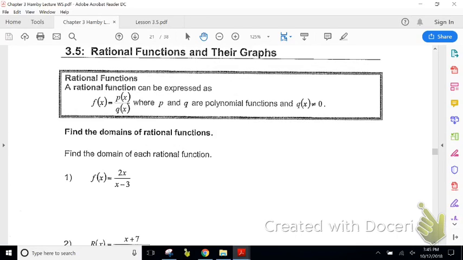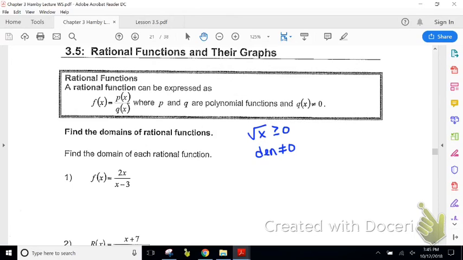So remember, we had several restrictions, but the big ones we had to worry about was if it was a square root, then it had to be greater than or equal to 0. And then remember, if it was a fraction, the denominator could not equal 0. So let's look at number 1 there. It says f of x equals 2x over x minus 3.